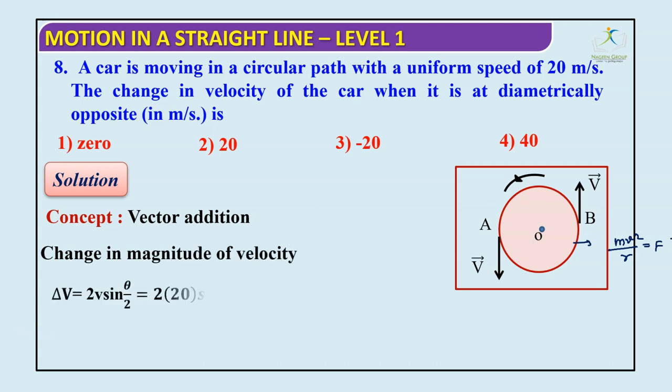Change in the magnitude of the velocity, delta v, is equal to 2v sine theta by 2. The value of v is given as 20 and theta is 180 because it's a complete half round of the circle. So the value is theta, 180 divided by 2. After solving, we get the solution 40 meter per second. Hence the correct option is the fourth one.